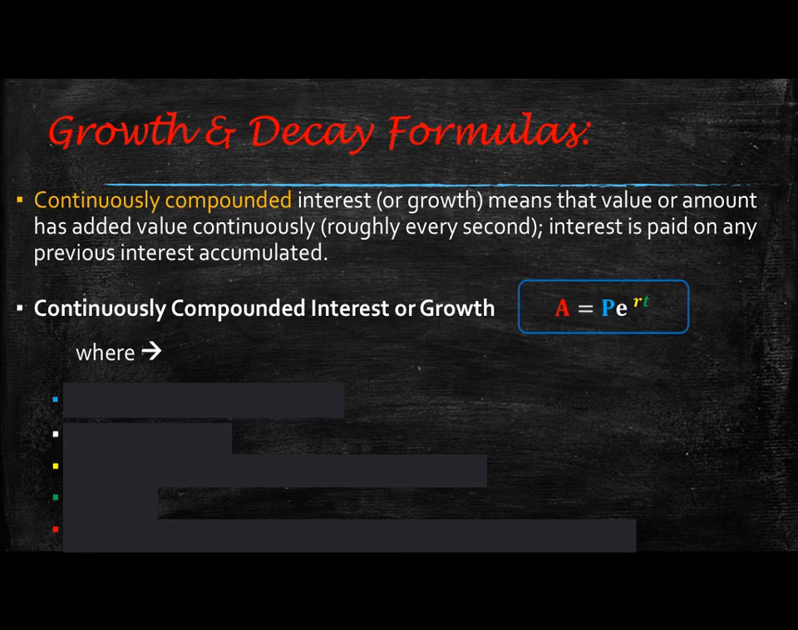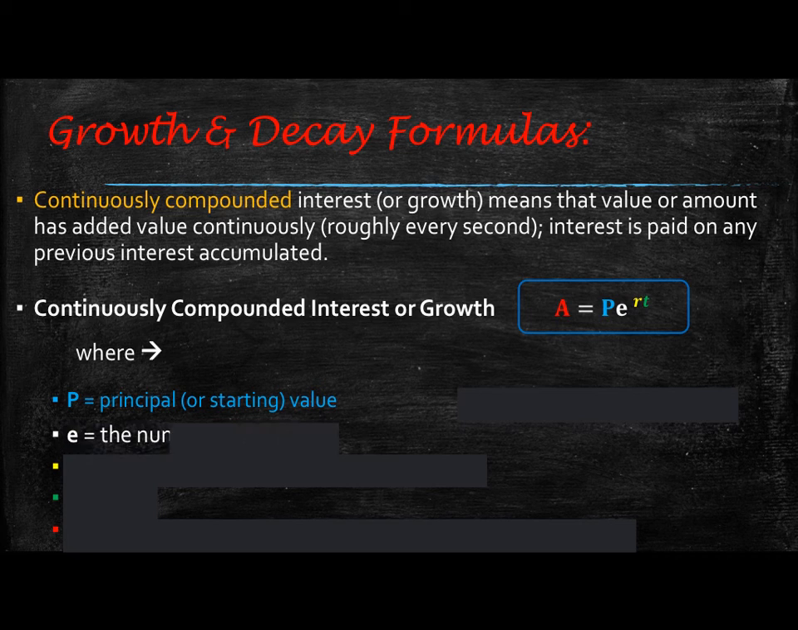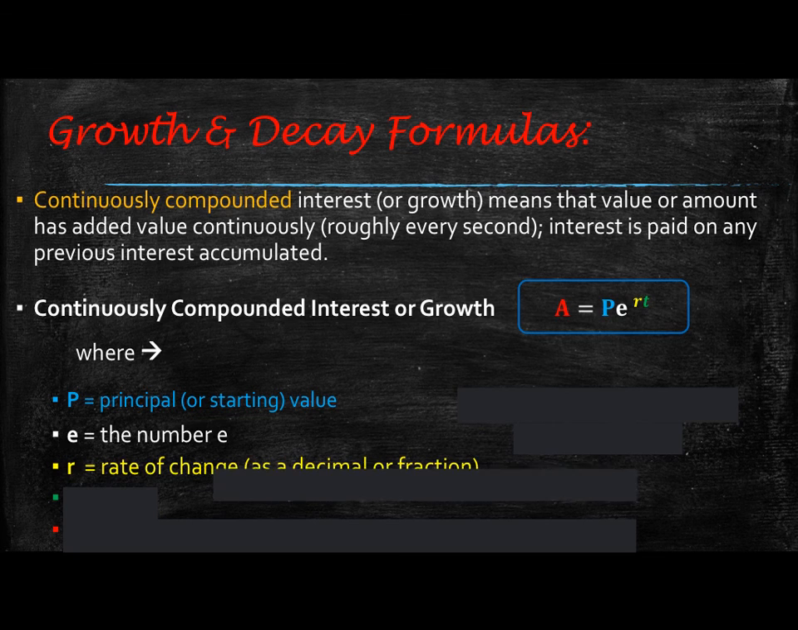Now, you haven't really seen that E value before, but E is just like pi. It represents a number. It's actually about 2.7. So the E is going to be a number. Now, there is a button on your calculator that you can use for that. Okay. The letters represent what we've seen in the previous formulas. Your P is your principal or your starting value. E is the number E, so again, like I said, it's about 2.7-ish, and you're going to see that there's a button on your calculator that you can push.